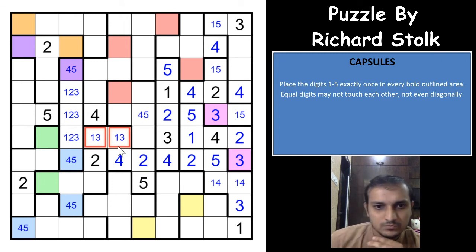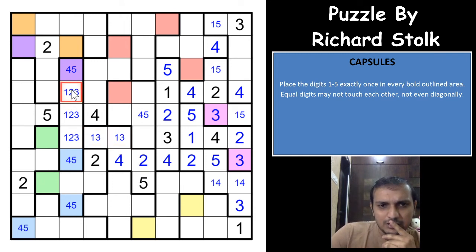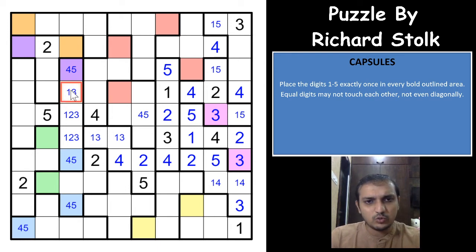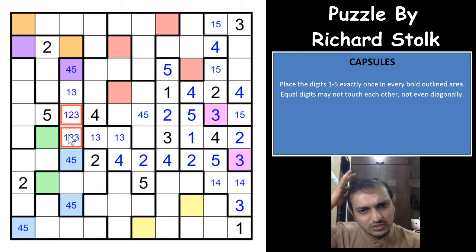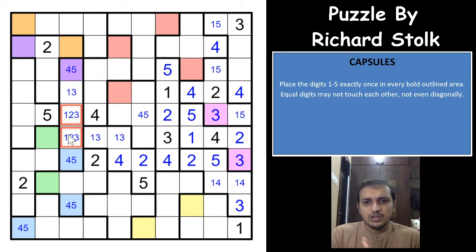I see that whatever you have here will have to be here. If you have a 1 here, 1 would have to be here. If you have a 3 here, 3 would have to be here. So you cannot have a 2 here. That's nice. These kind of logics are really helpful.